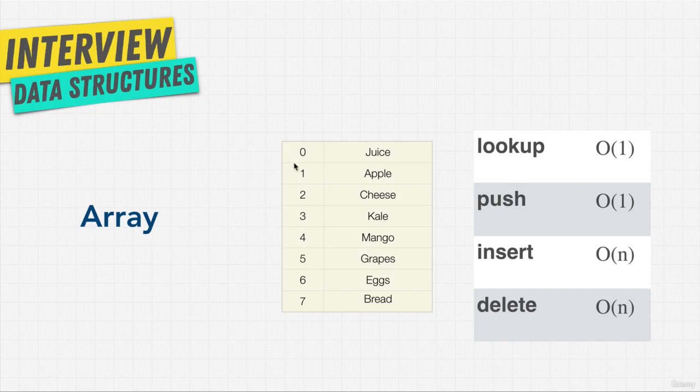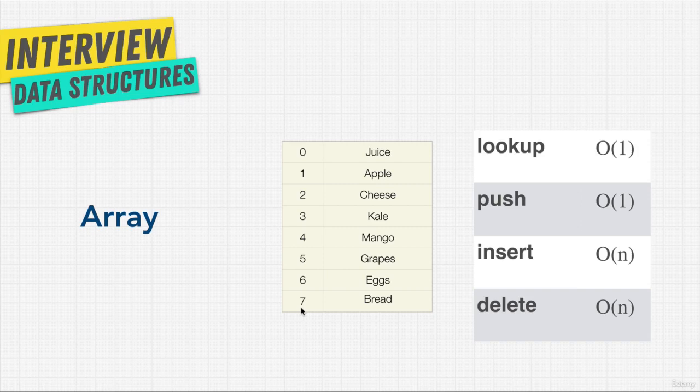We have some sort of data at index 0, let's say juice, and then right after at index 1, we have something else, maybe apple. Maybe this is a grocery list. In our computer's memory, it'll be one after another, because remember, our RAM is a lot bigger than just 7 slots.